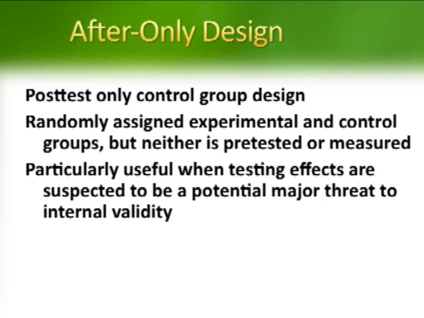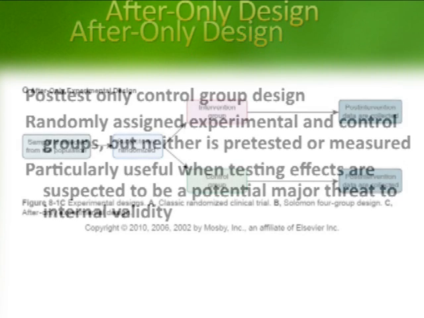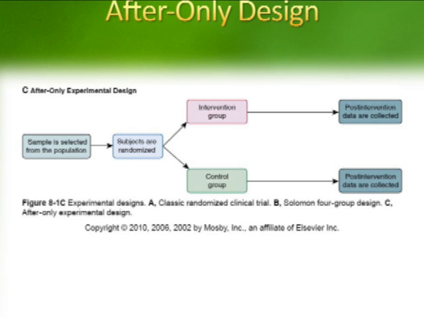There are randomly assigned experimental and control groups, but neither is pre-tested. But it's particularly useful when testing effects are suspected to be a potential major threat to internal validity. And this is the flow chart of the after-only design. This design is the weakest of the experimental designs because pre-testing is not done before the intervention is given.